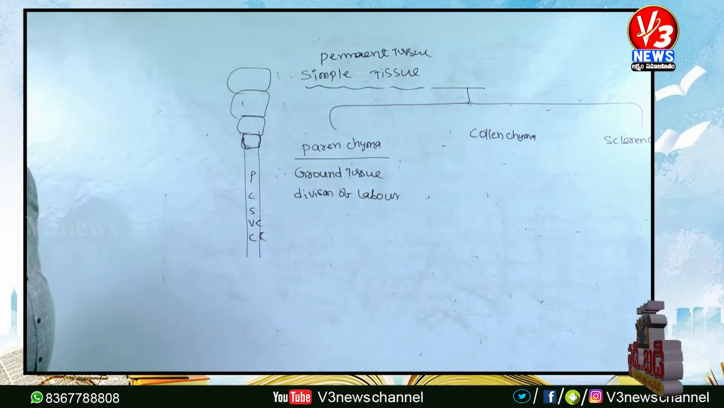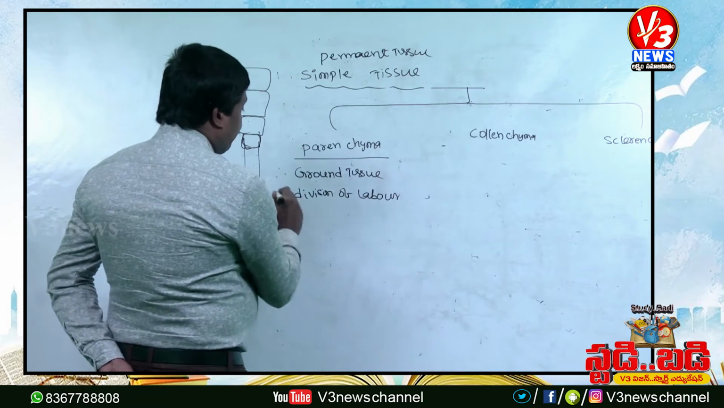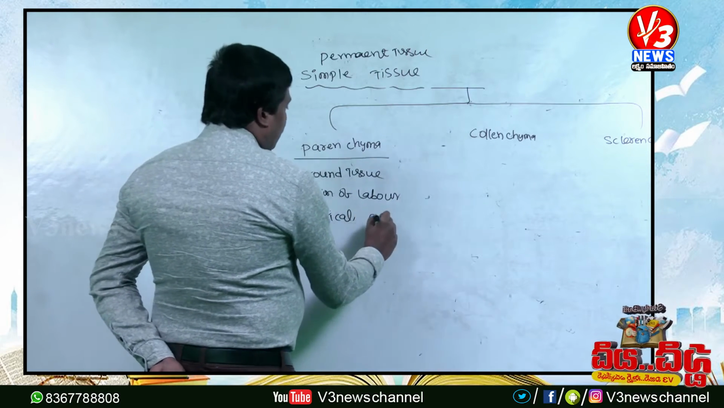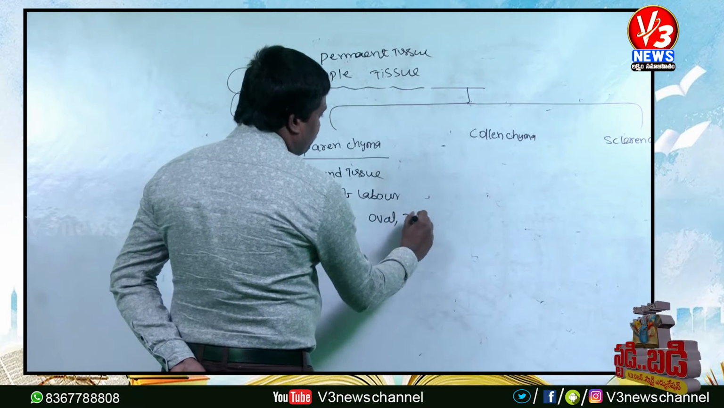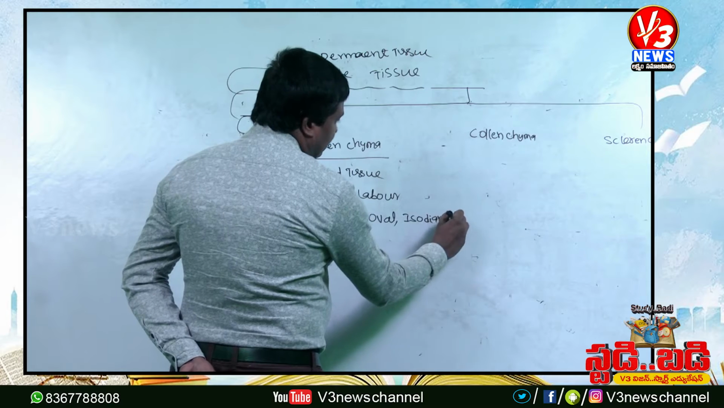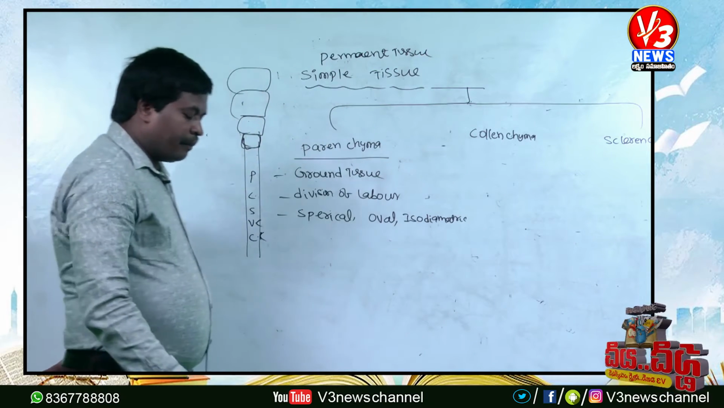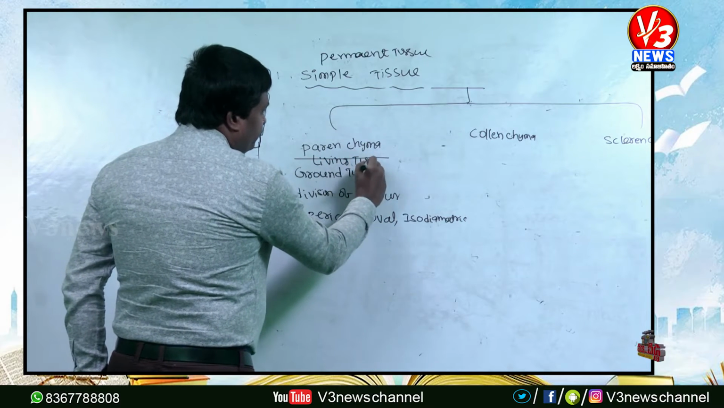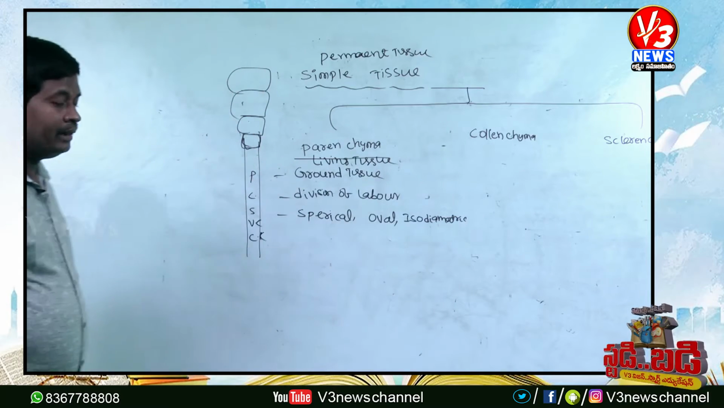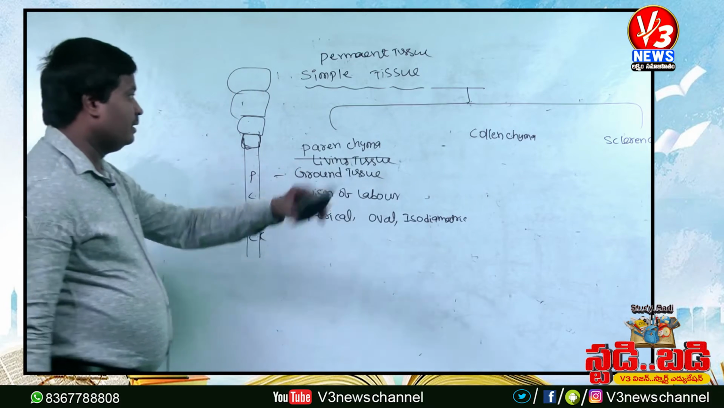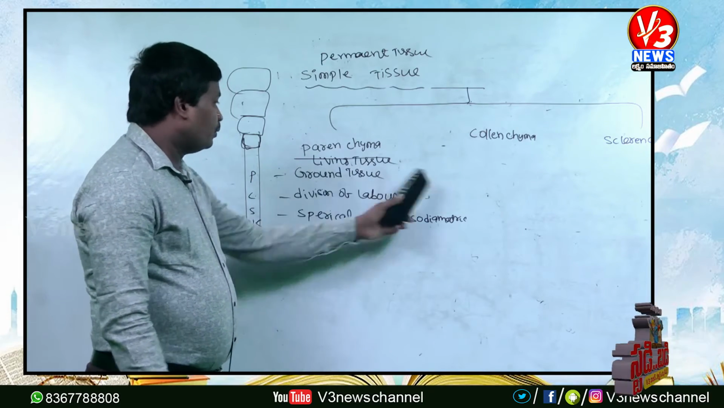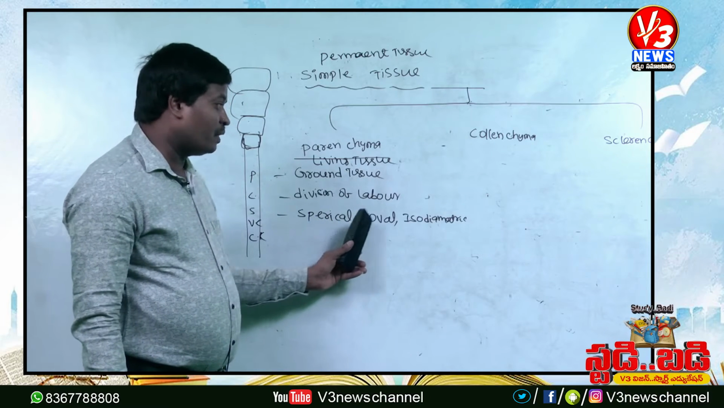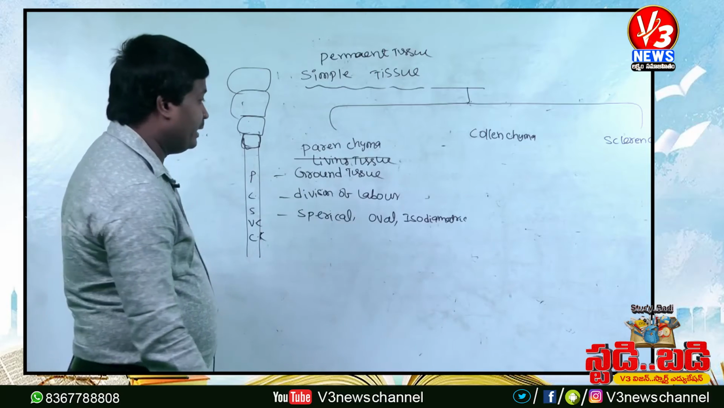The shape of parenchyma is spherical or oval or isodiametric shape. Okay, parenchyma is a living tissue. What does living tissue mean? It contains protoplasm, nucleus, and vacuole. Parenchyma is a living tissue, ground tissue, division of labor. The shape of parenchyma is spherical shaped or oval shaped or isodiametric shaped.